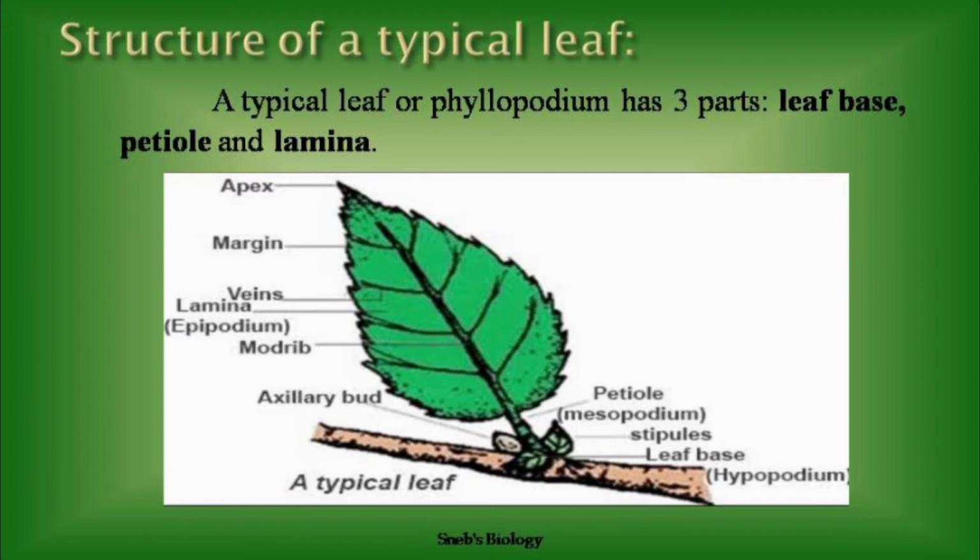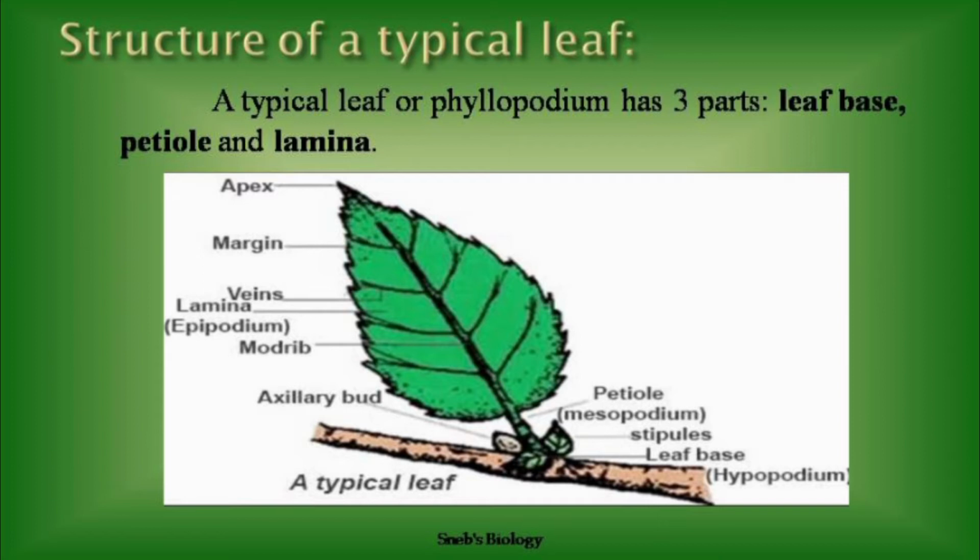Next comes the stalk of the leaf. The stalk of the leaf is known as the petiole, and the technical term given to this is mesopodium. The green, flat, big part which is visible is known as the lamina or leaf blade, and this part is technically known as the epipodium.